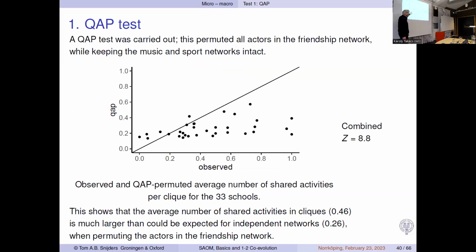So here you see the numbers that average to 0.46, and here you see the numbers that were obtained from 1,000 simulations where the friendship network was permuted. And you see already that it's very significant. On average, it was 0.26. So the question: could you get this just by chance? The answer is no. And when you do the formal test, you get 8.8 for a standard normal test, which is very significant.